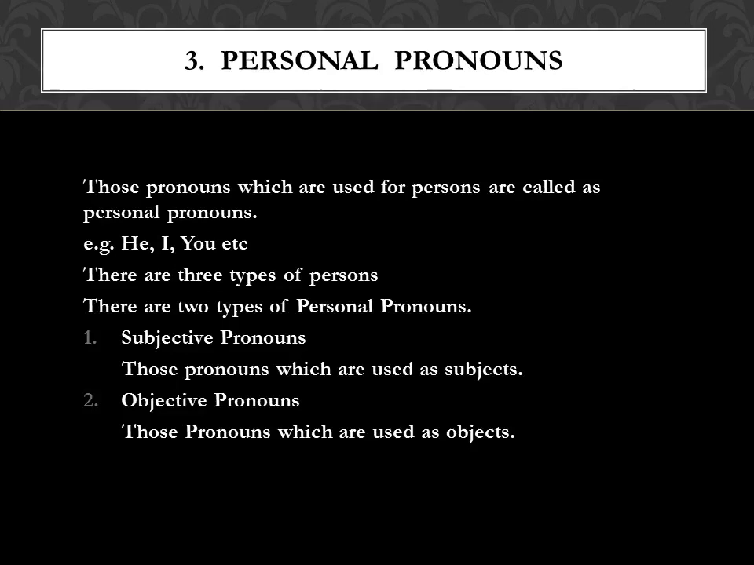There are three types of persons, which we will discuss in the next slide. And there are two types of personal pronouns. They can be subjective pronouns or objective pronouns. These are also called cases of pronouns. Those pronouns which are used as subjects in the sentences will be called subjective pronouns, and those which are used as objects will be called objective pronouns.